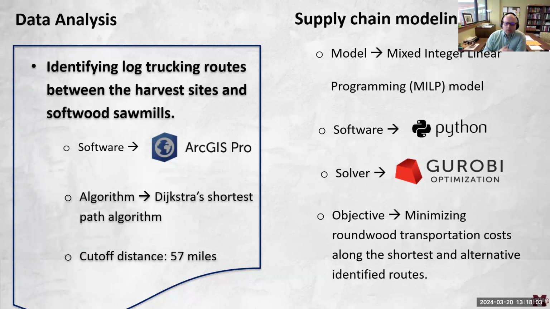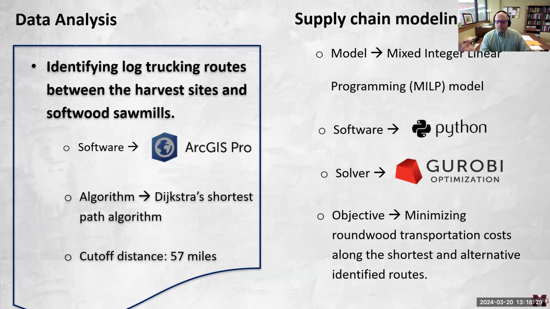But we're trying to get a nice average of things here. So 57 miles was our absolute cutoff. If there were no routes from the harvest site to a mill that were under 57, it would be kicked out. And so we did lose some observations as a result, which we'll see here in the next couple of slides. With respect to the supply chain modeling, we used a mixed integer linear programming model.